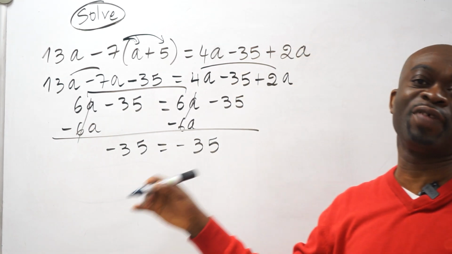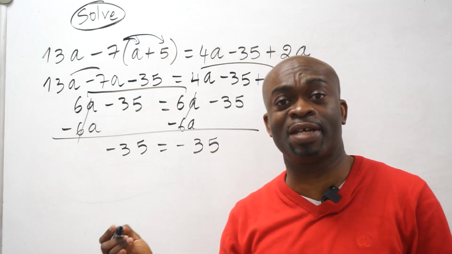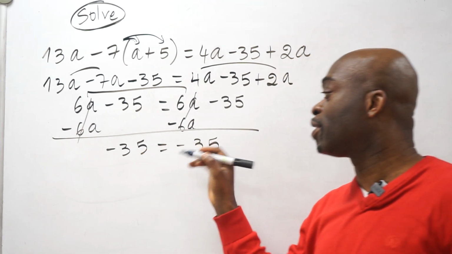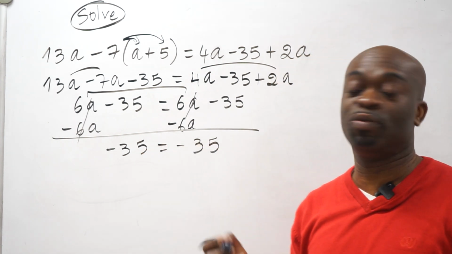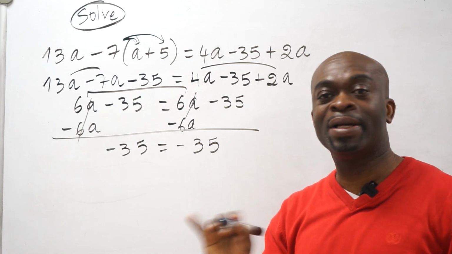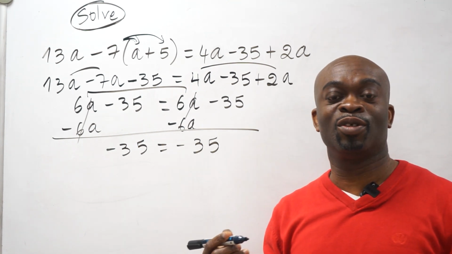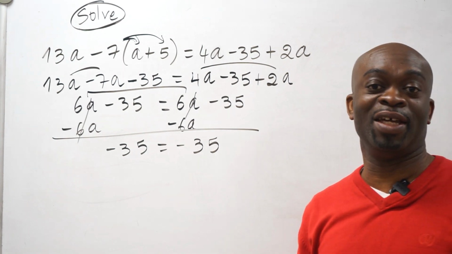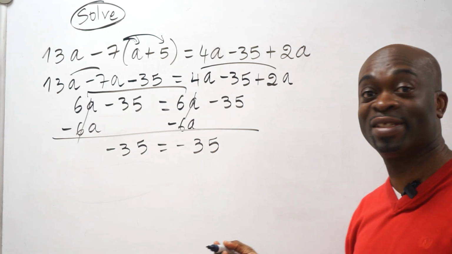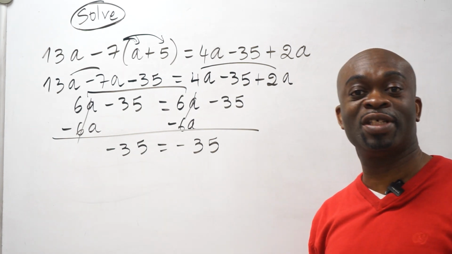In this case, negative 35 equals to negative 35. It's just the same thing as having positive 35 equals to positive 35. Same thing. We can cancel the negative signs, all right? But it doesn't really matter. Now, what are we solving for? A. Do we have a? No, there's no a. All right, but what do we have instead? Two numbers that are equal to each other.